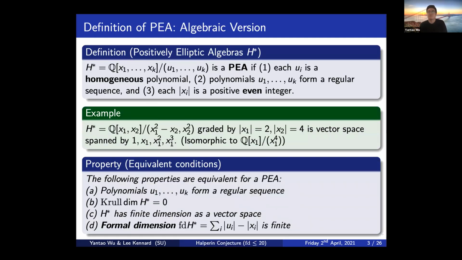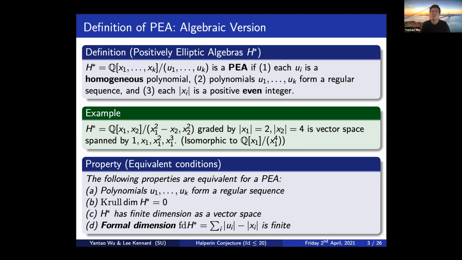So we will define the main object, the positive elliptic algebra. I will first define it from the algebraic version of it. We define something to be a positive elliptic algebra, or PEA, if it has three requirements. First is that each relation is a homogeneous polynomial. Second requirement is that the polynomials form a regular sequence, and we have just seen the definition. And third requirement is that each grade of xi, xj is a positive even integer.